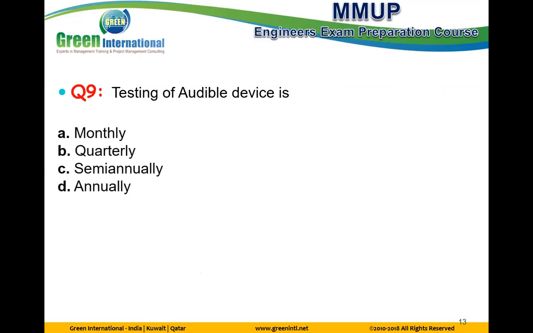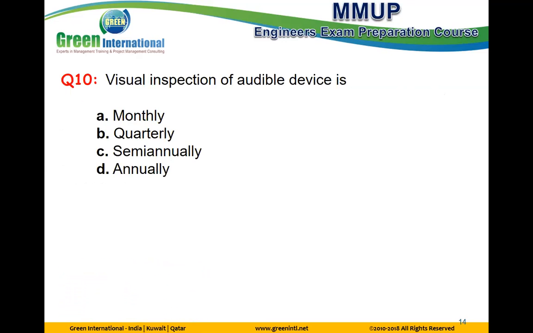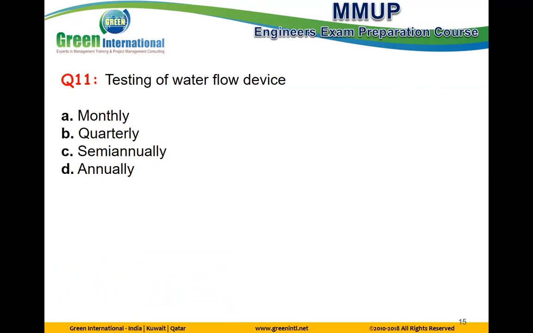Audible device. Annually. Annually testing. More answers are annually. Yeah. Visual inspection of audible device: monthly. Semi-annually visual inspection. Testing of water flow device: quarterly. This is sure. This one is one of the odd questions. The odd questions are few.